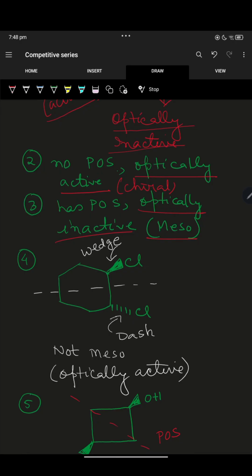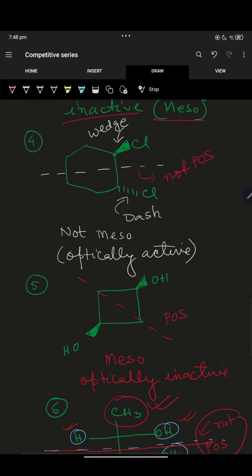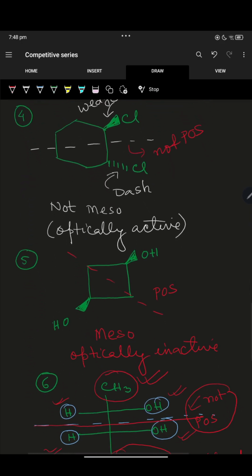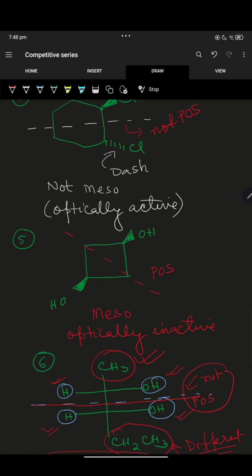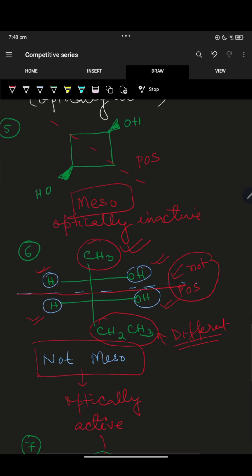See the fourth one. One bond of Cl is wedge, the other is dash. So this is actually not POS, for which this molecule is not meso, so it is optically active. See the fifth one. This one is your POS. You have the same structure on both sides, so this is meso, optically inactive.